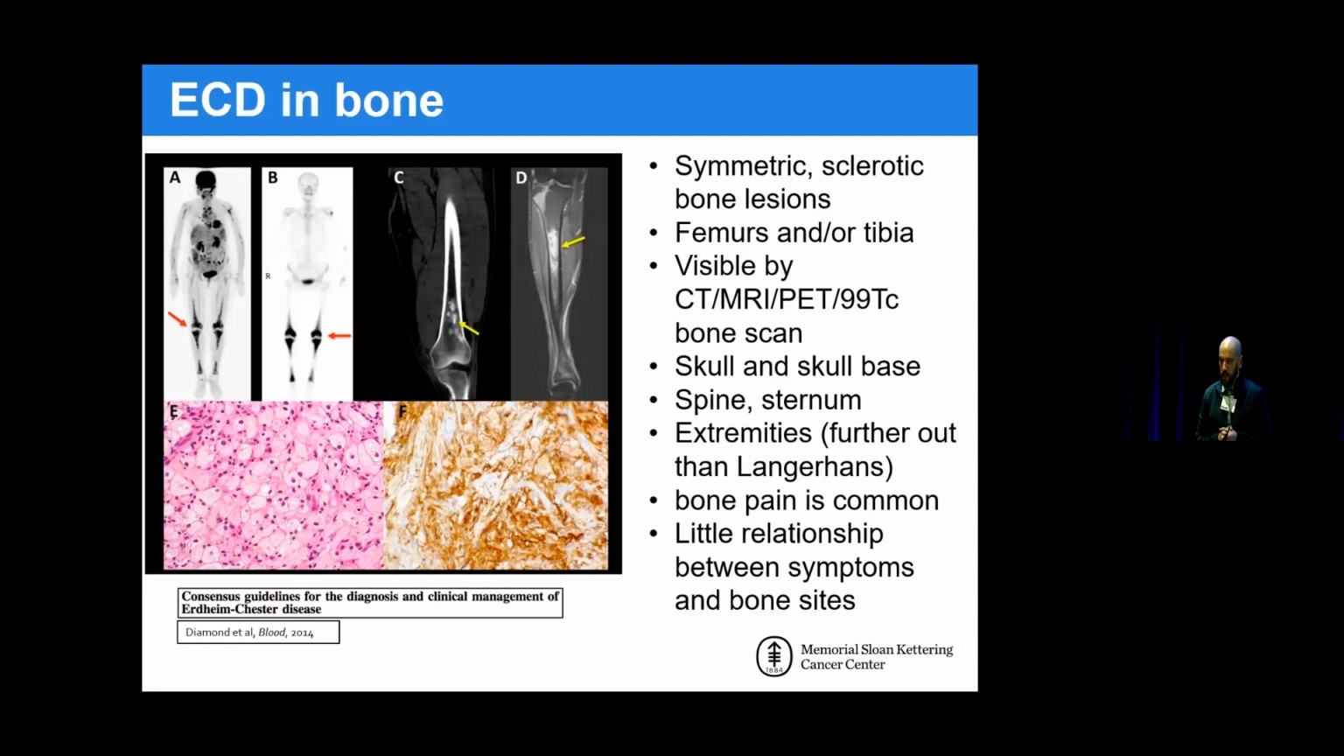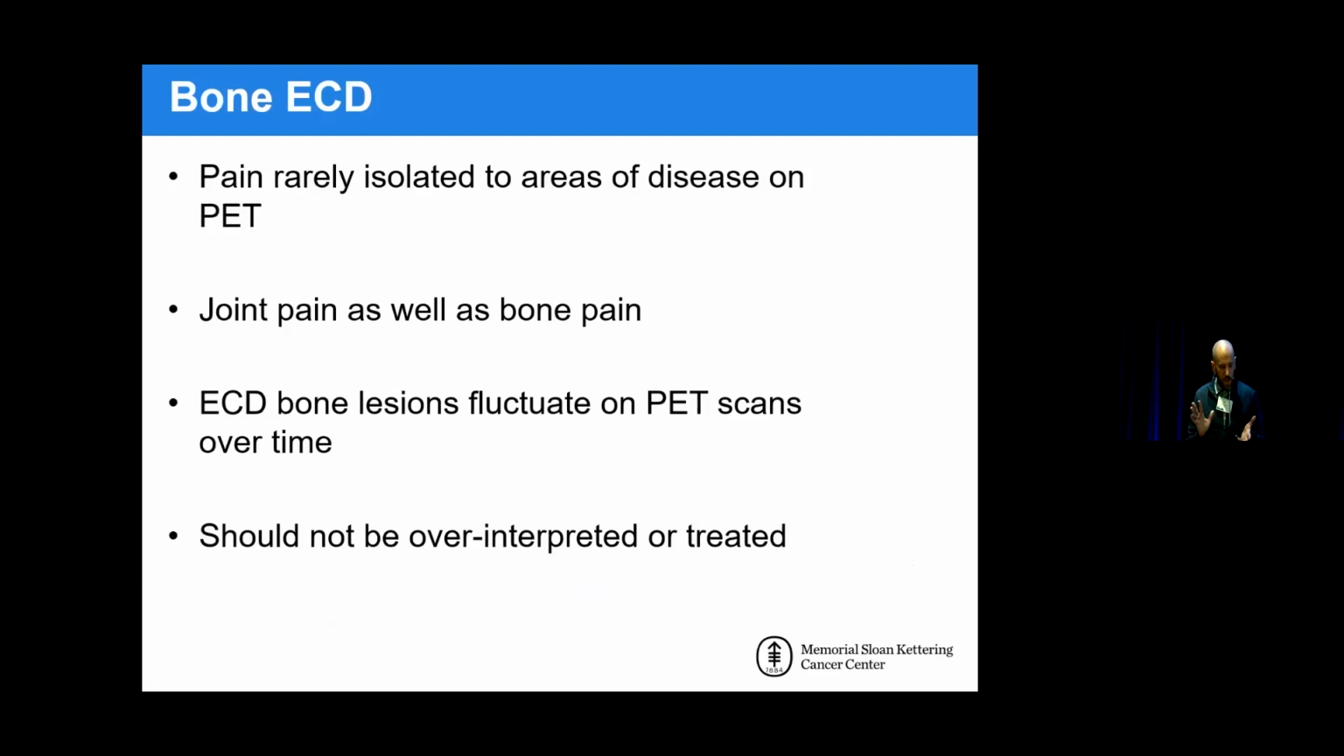Bone pain is very common in ECD. There can be a lot of pain in the legs, although one thing that I want to communicate is that in my experience, there's quite a gap between where pain can be and where the ECD is on the scans, and how much there is on scans, and how much pain there is. These seem to operate in a way that's very independent. My take-homes about bone are: the pain is rarely isolated to where you see it on the scan, and there can be a great deal of joint pain as well as bone pain that really does not match up with what you see on scans.